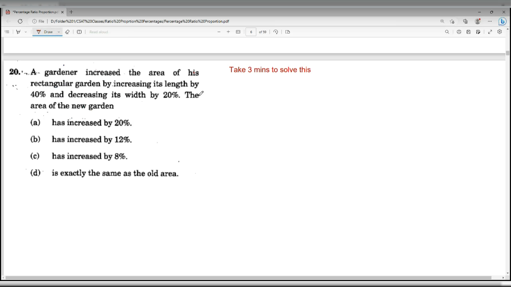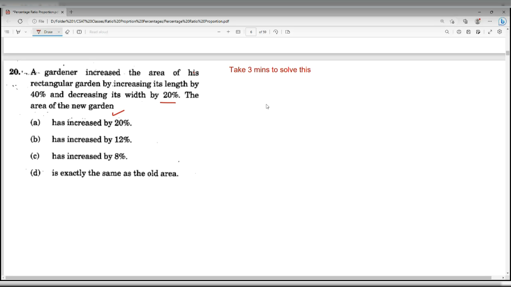So what the question is saying is, a gardener increased the area of his rectangular garden by increasing its length by 40% and decreasing its width by 20%. The area of the new garden is. So the gardener has increased the length and decreased the width by certain percentages, and they are asking you to calculate the new area.